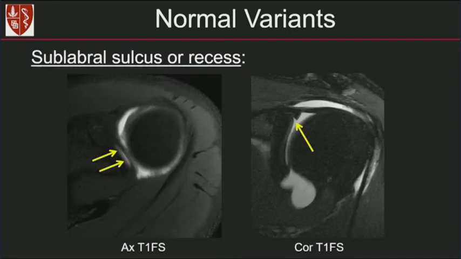So here's an example. Axial image on the left, coronal image on the right, T1 fat suppressed MR arthrogram images. You can see a nice cleft between the glenoid and the superior labrum on the axial images here, and also on the coronal images here. Notice how the signal parallels the glenoid. So this is your sublabral sulcus.